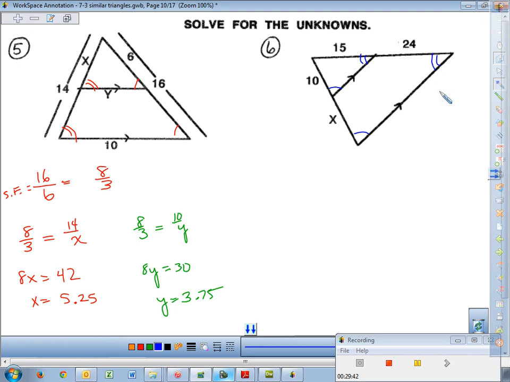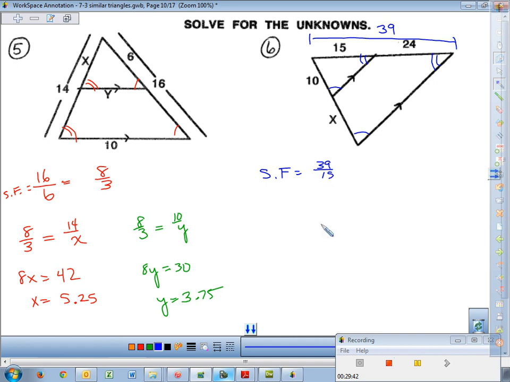Two sides that correspond to each other, and you know both their lengths. What do you think about 24 over 15? Not quite. I think we can all realize that this whole length is what we need, correct? And how long is that? 39.